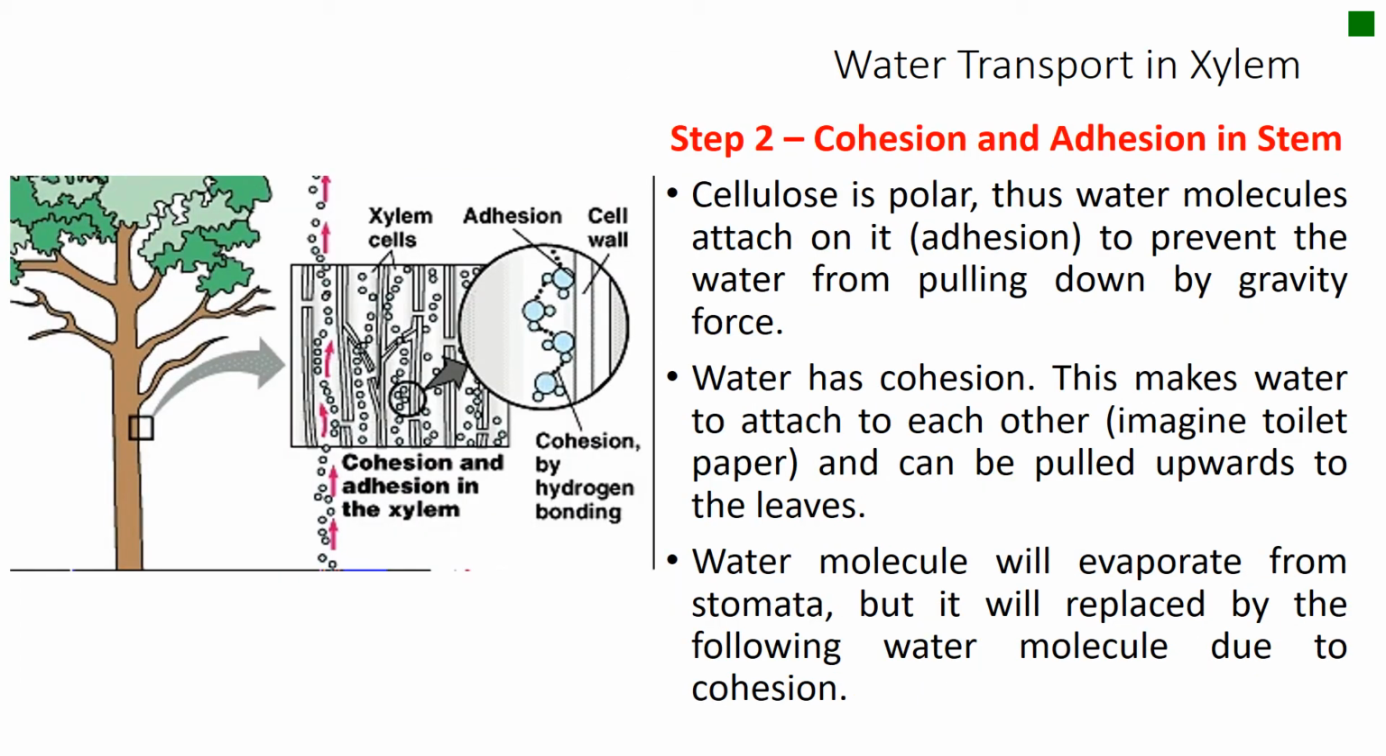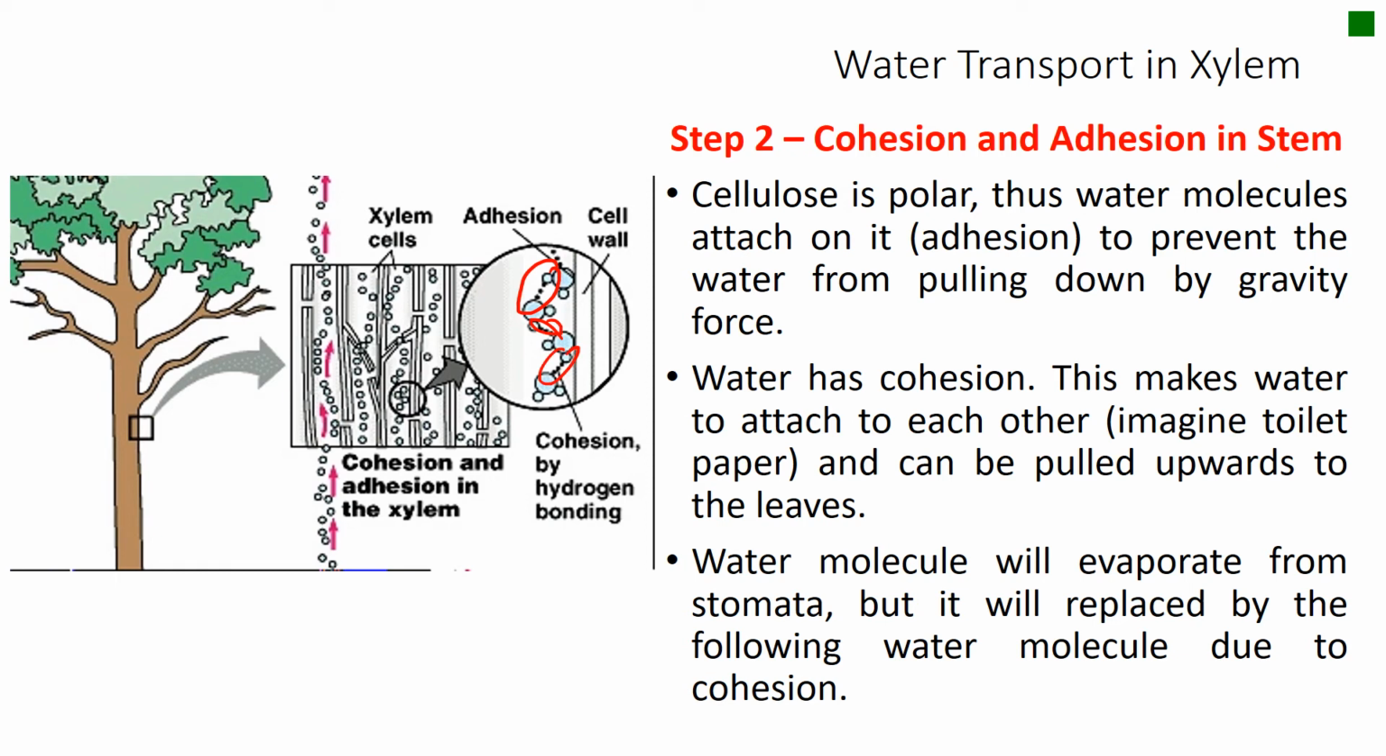Step 2 is cohesion and adhesion in the stem. From chapter 2, you have learned that cellulose is a polar molecule, as well as water. So that's why water will attach to the cell wall here. And this is what we call adhesion. This is very important because it can prevent the water molecules from going back down to the roots because of gravity. And the next one, water also has cohesion. Cohesion is the attraction between water molecules. So it happens here, here, and here.